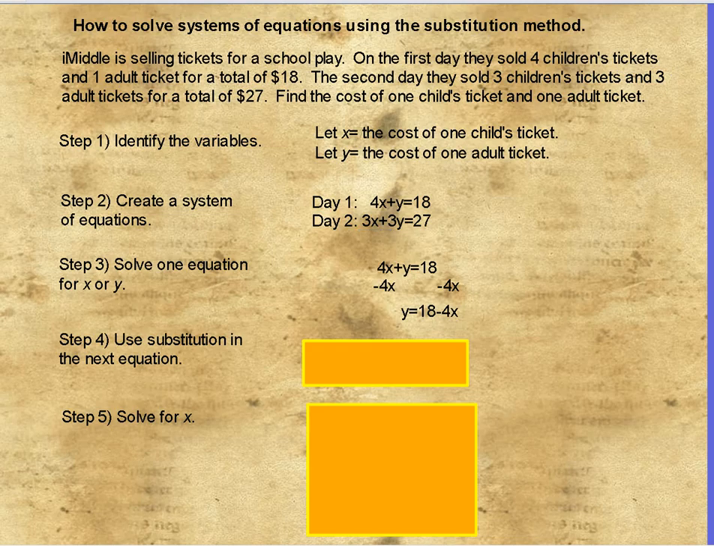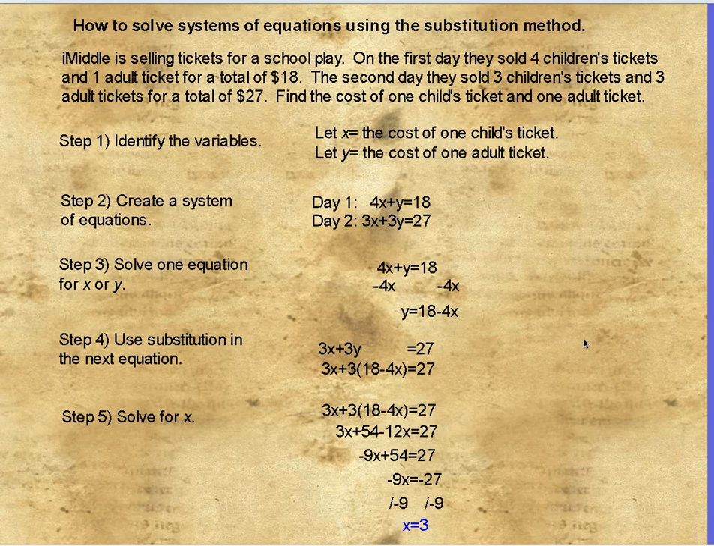Okay? We get the following solution. Substituting y in this equation gives us this: 3x plus 3 times the quantity of 18 minus 4x equals 27. Now, we need to solve for x, which gives us the following.